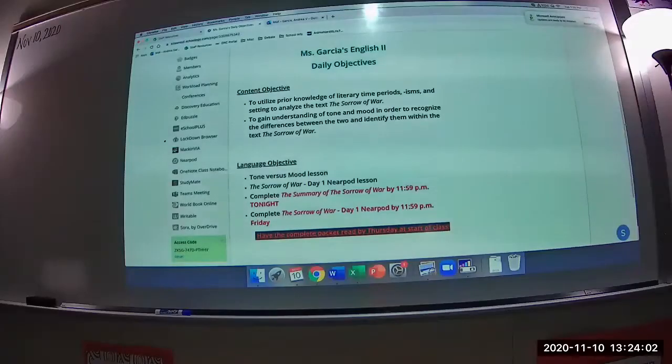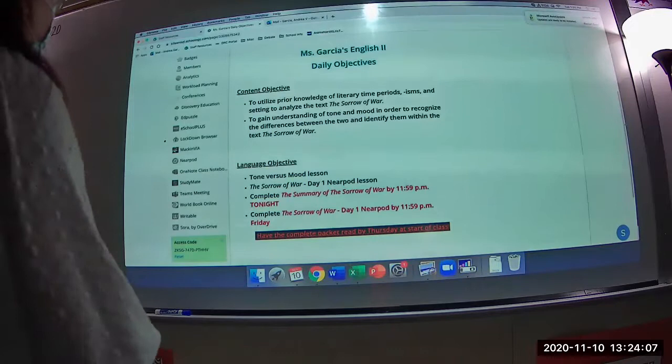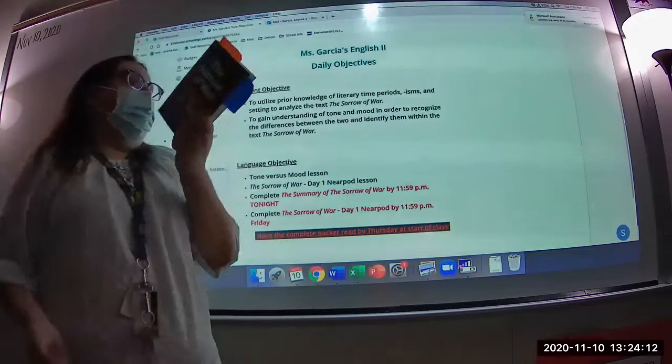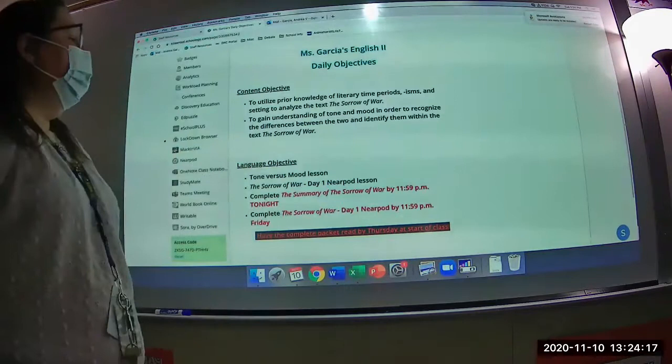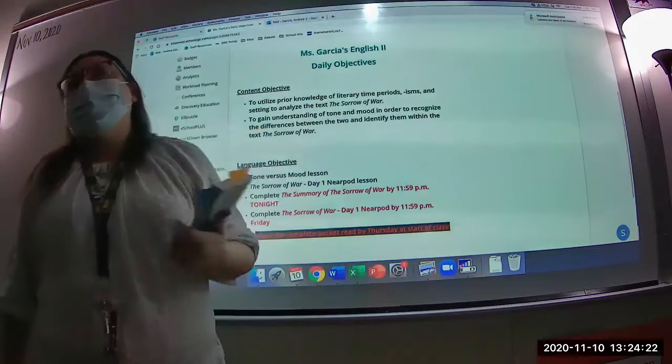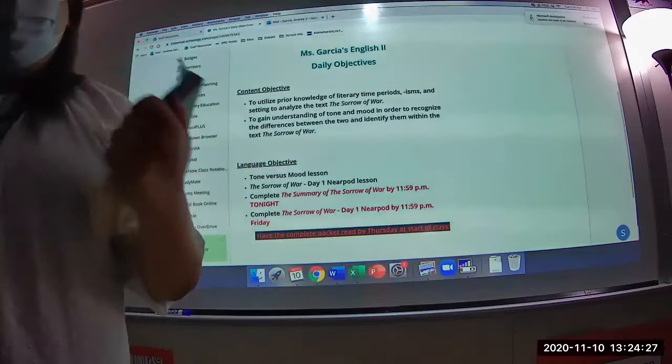All right, guys. So today we're going to utilize prior knowledge of literary time periods, isms, and settings to analyze the text, The Sorrow of War, to gain understanding of tone and mood, and in order to recognize the differences between the two and identify them within the book. But you guys only have about 18 pages of it, all right? So basically today I'm going to give you a quick lesson on tone versus mood. We're going to do a lesson on The Sorrow of War.